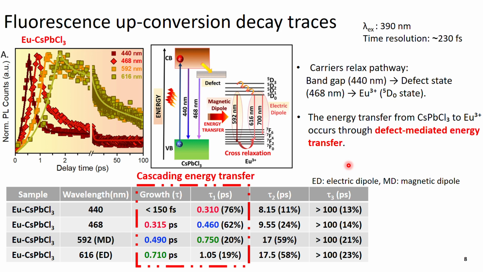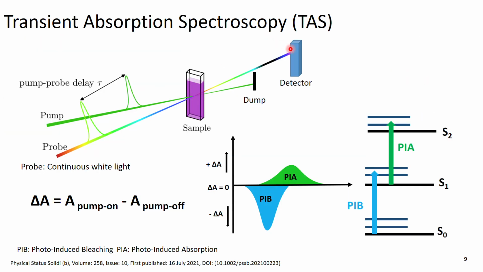So next, we know they have the energy transfer from the perovskite to europium ion, but we are not sure whether this part is energy transfer or charge transfer. So next page we will use the transient absorption spectroscopy to study whether it is energy transfer or charge transfer. So I will first introduce the transient absorption spectroscopy.